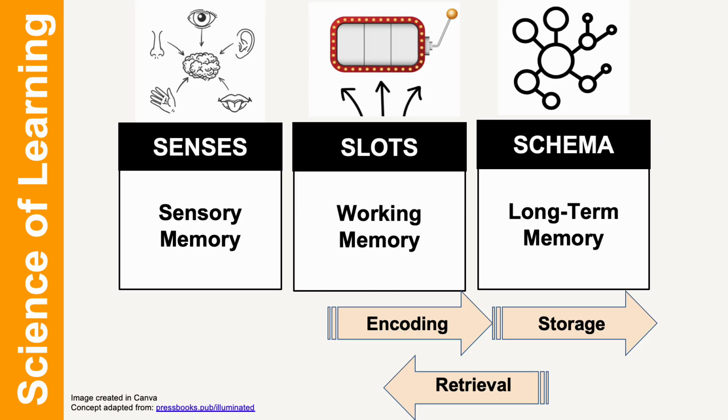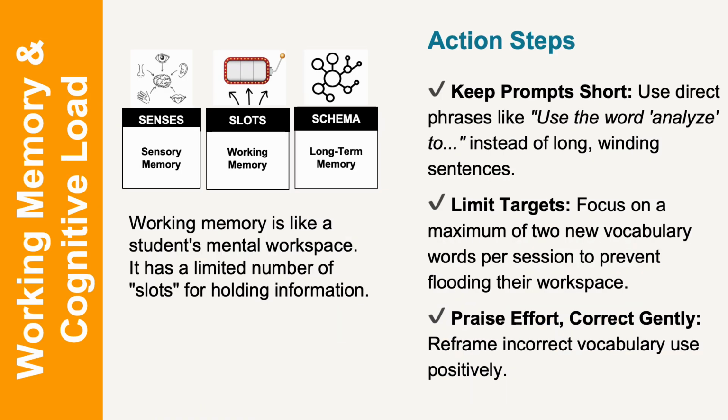But what happens when that middle step, the working memory slot, gets overloaded? Let's take a look at cognitive load theory on our next slide. Think of working memory like a student's mental workspace or computer RAM. It has a limited number of slots to hold information. Cognitive load is simply the total mental effort being used in that working memory space at any given second.